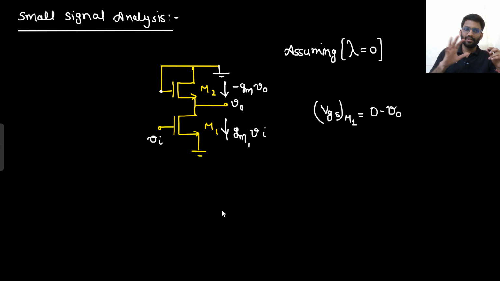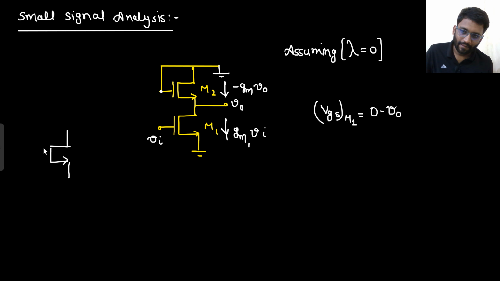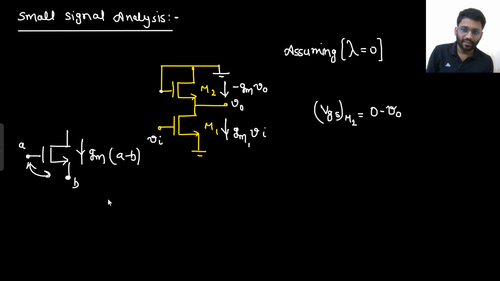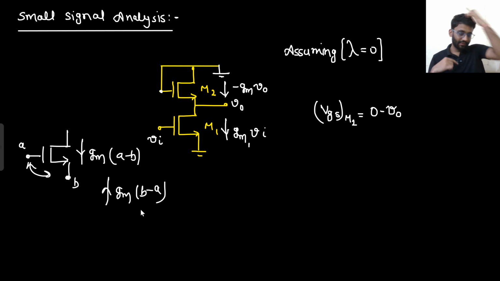Are you getting this point? Let's just see, this is a MOS. Here the potential is A, here the potential is B. If I am writing the current in the downward direction, I will write GM (A minus B). And if I am writing the current in upward direction, I will write GM (B minus A). Are you getting this point? This is happening only for small signal. Everything is small signal here, not large signal.